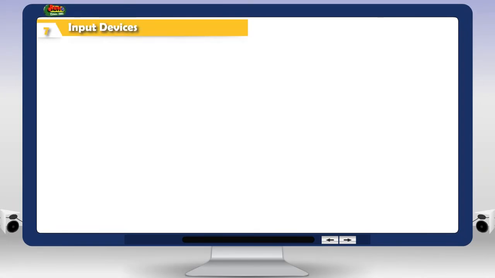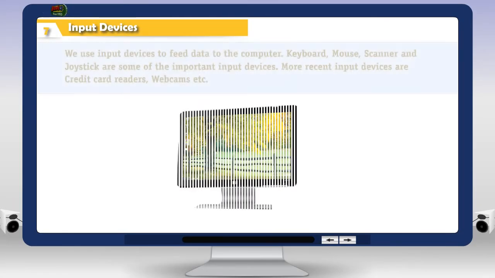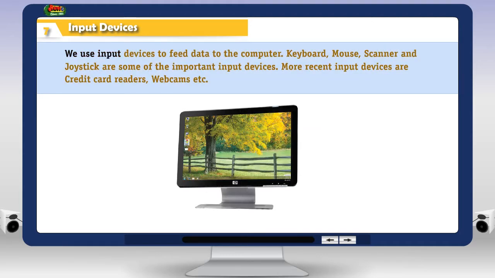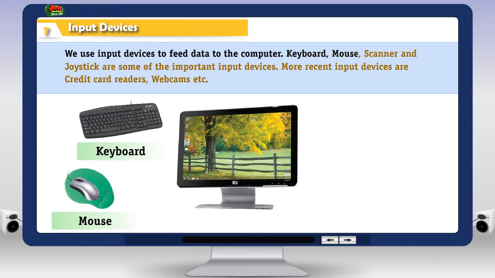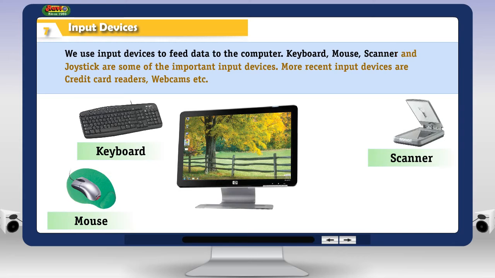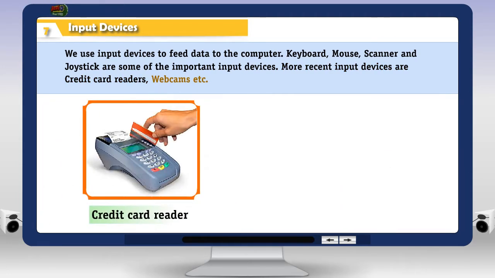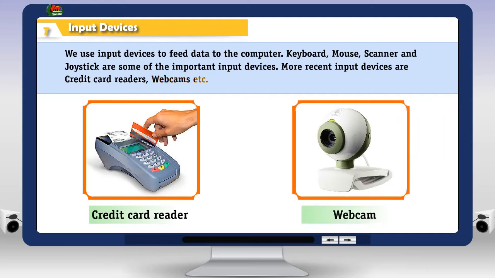7. Input devices. We use input devices to feed data to the computer. Keyboard, mouse, scanner, and joystick are some of the important input devices. More recent input devices are credit card readers, webcams, etc.